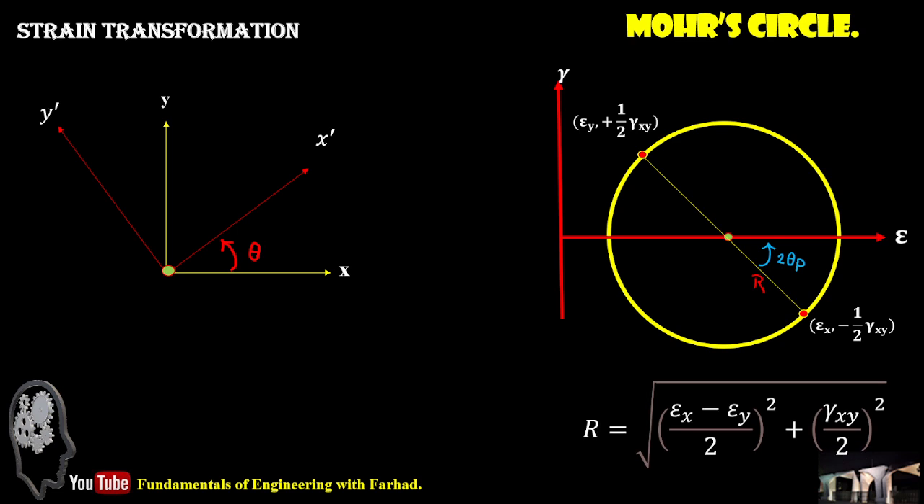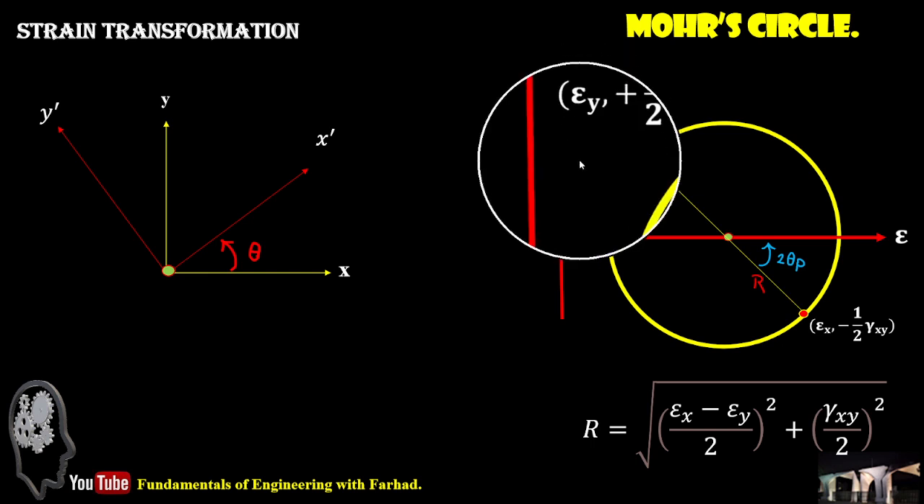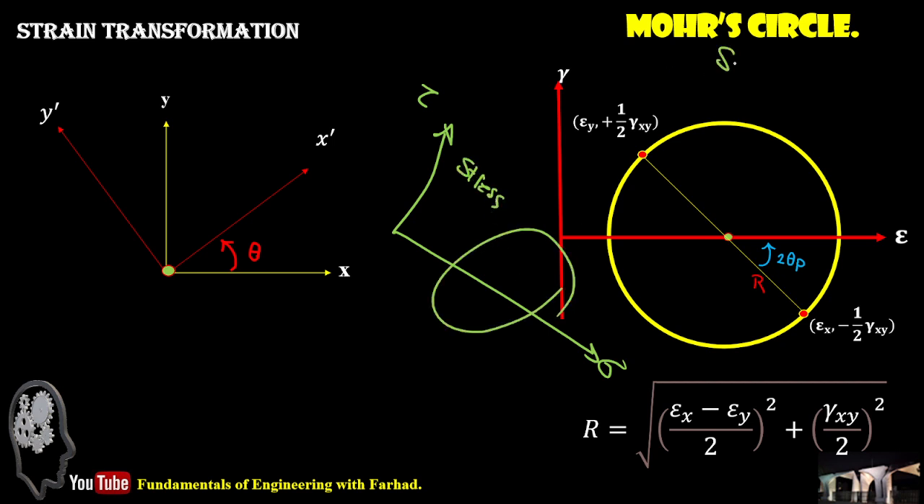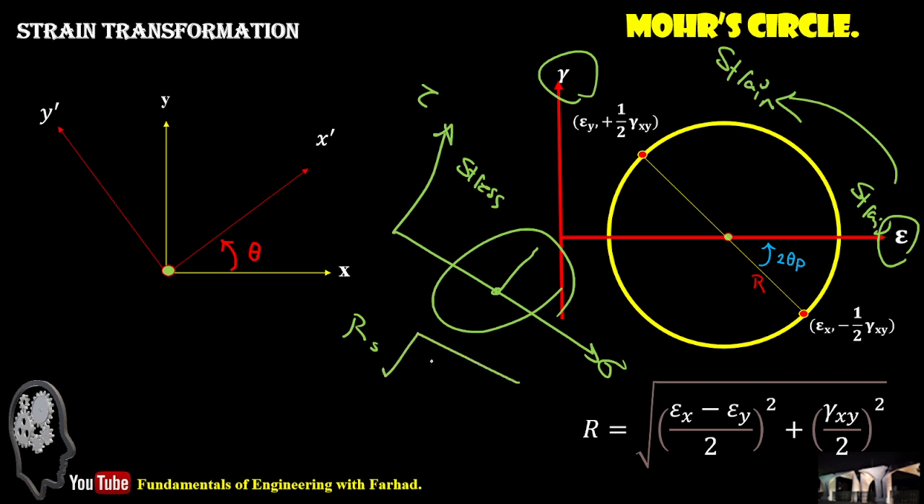And also the radius in the strain transformation. If you remember, in Mohr's circle of stresses, we do have tau versus sigma in stress. But this is Mohr's circle of strain. We have gamma versus epsilon. That's a strain Mohr's circle. And if you remember in this equation, R was equal to the square root of sigma x minus sigma y over 2 squared plus tau xy squared.